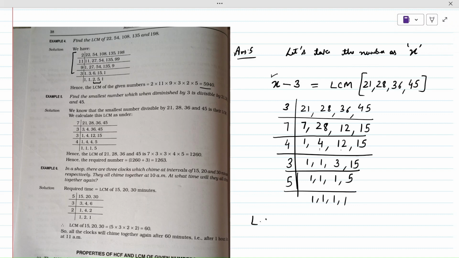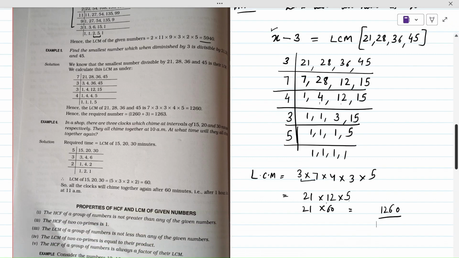So what is the LCM? It is the product of all these numbers, which is 3 into 7 into 4 into 3 into 5. Right? So we have 3 into 7 is 21, 21 into 12 into 5. 12 into 5 is 60, 60 into 21. This will give me 1260. This is my LCM.